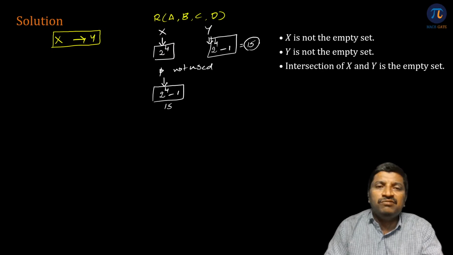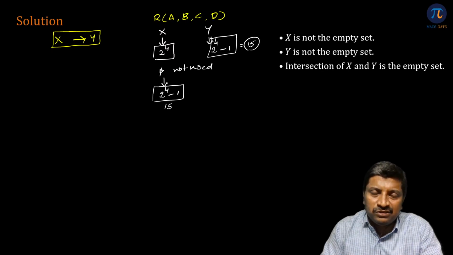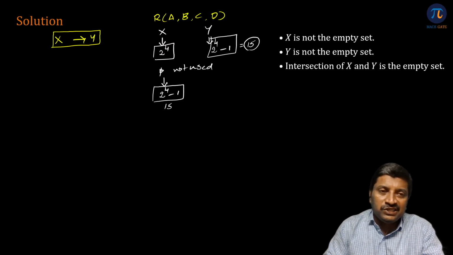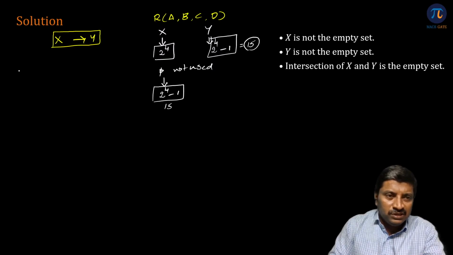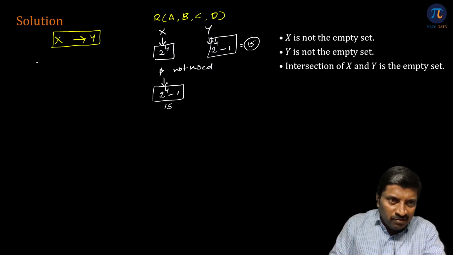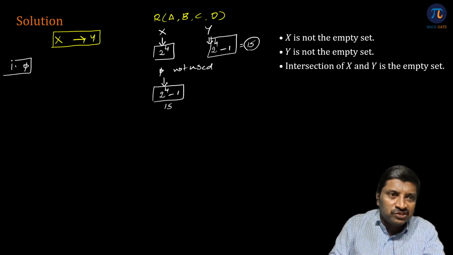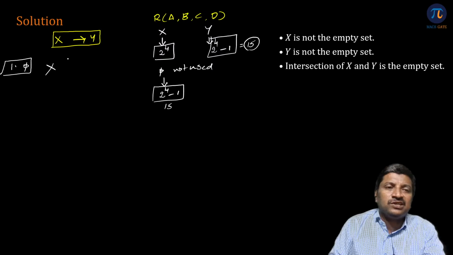Fine. Now we need to calculate the third condition, X intersection Y equal to empty. So first let us consider the first one. For X, the left can be the empty set, but according to the first condition, we should not consider this.